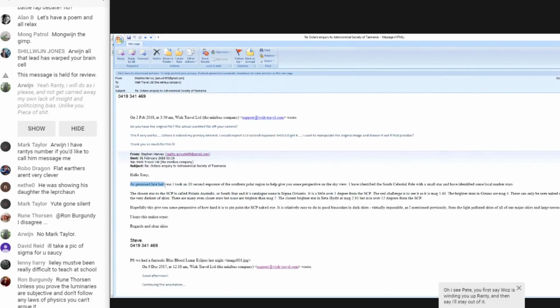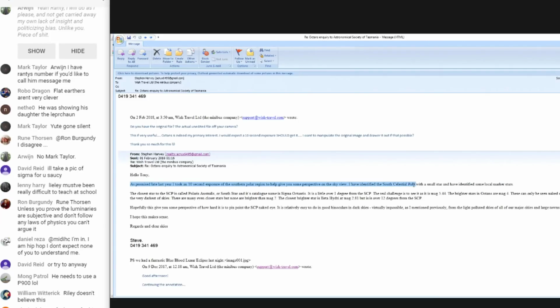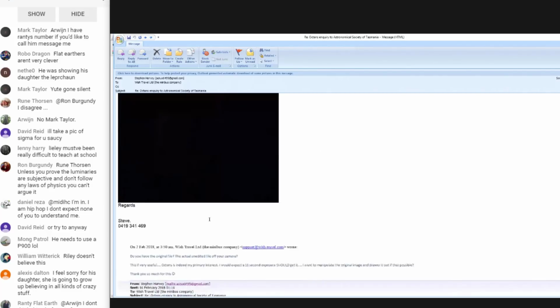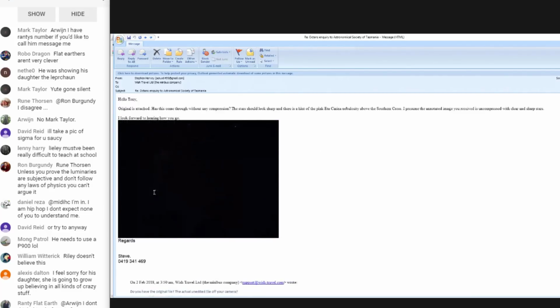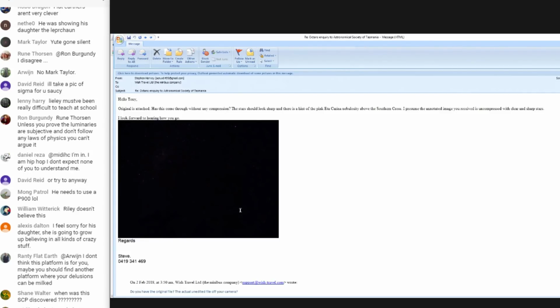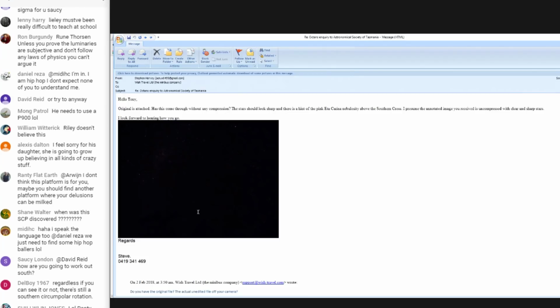Tony, do you think he was trolling you? Wait. It says, as promised last year, I took a 10-second exposure of the southern polar region to help give you some perspective on the sky view. I have identified the southern celestial pole with a small star, and he did put another picture in here. But basically, this is the picture without the annotations on it, which is what I asked him. What he's saying is this is supposed to be a 10-second long exposure, which he previously claimed would start to reveal the stars in the rotation point. And trust me, they're along this line somewhere, but there are no stars there. After telling me that he would get it with a 10-second long exposure, he didn't get it.